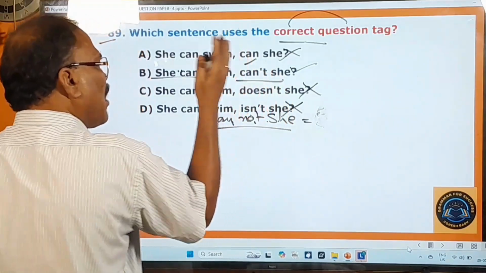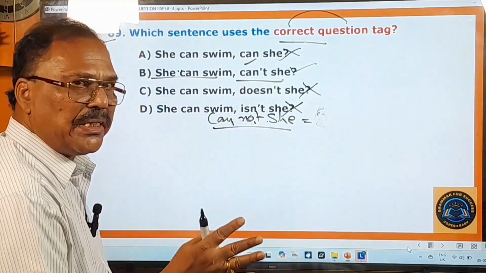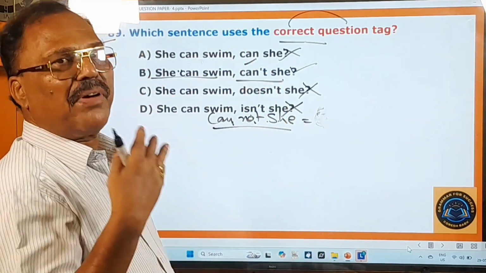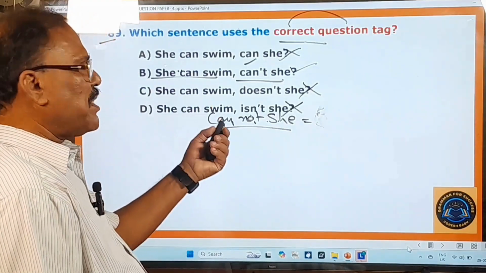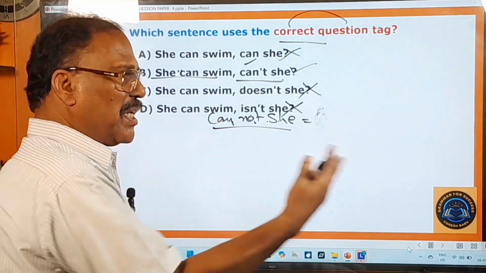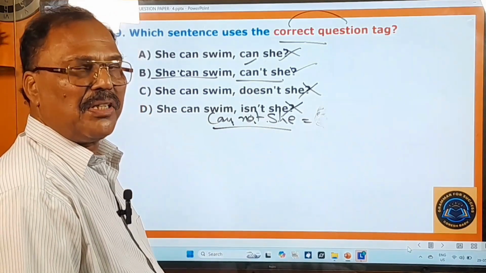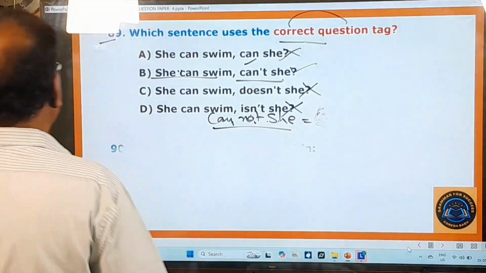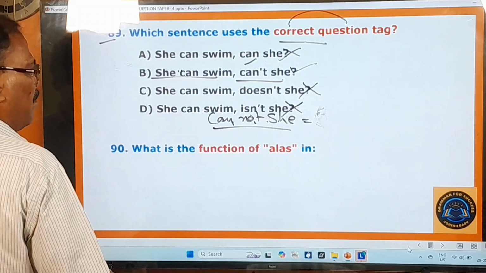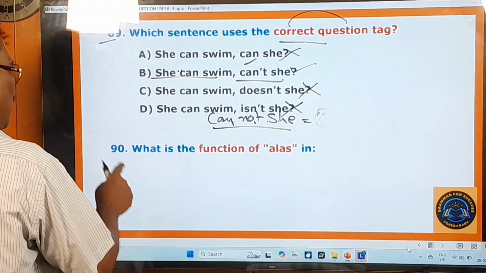That is how you have to prepare the question tag for positive statements and for negative statements. How to make a question tag for positive statements, and how to make a question tag for negative statements. There is a special video on question tags. If you want, you can watch it. Okay, you move on to the last question of this section, the 90th one.